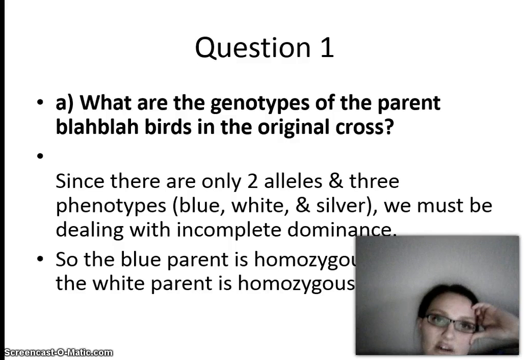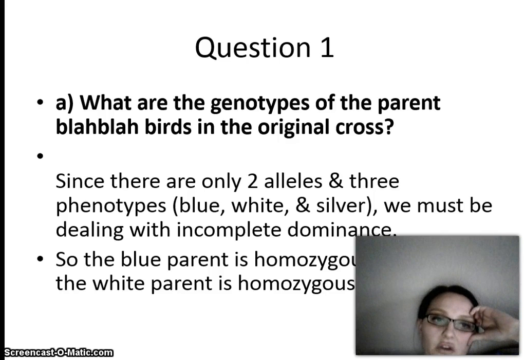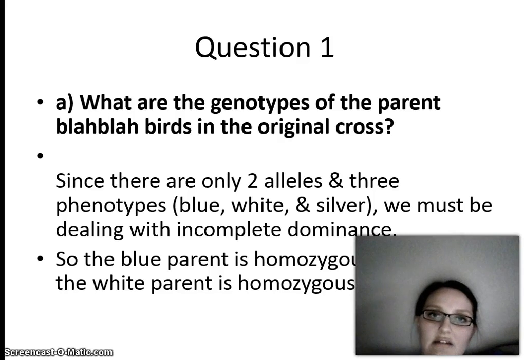Question 1. What are the genotypes of the parent blah blah birds in the original cross? Well, since there's 2 alleles and 3 phenotypes, blue, white, and silver, we must be dealing with incomplete dominance. This is the type of question that if you run into it on the end of course exam, you're going to assume that you can tell from the question that it is incomplete dominance, because at no other point in life do we get 3 phenotypes from 2 genotypes.